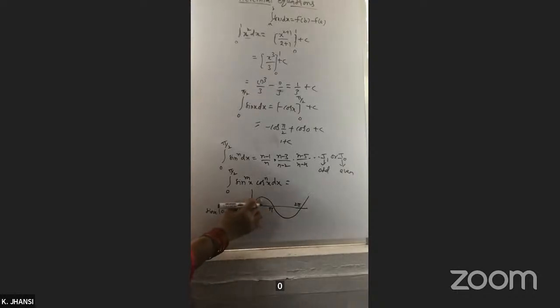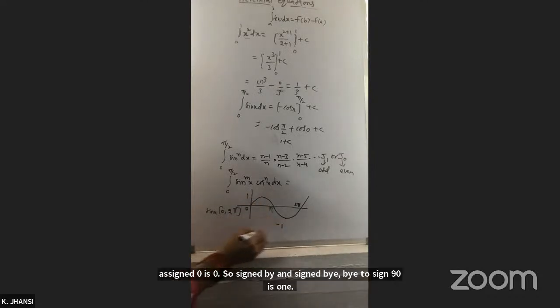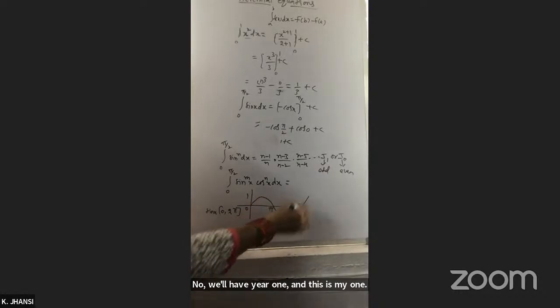Okay, so sin 2 pi, sin pi by 2, sin 90 is 1, no? You will have here 1. And this is minus 1. Okay, so like this, you will get the graph.